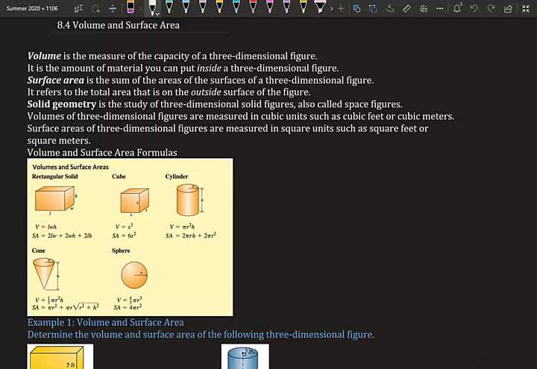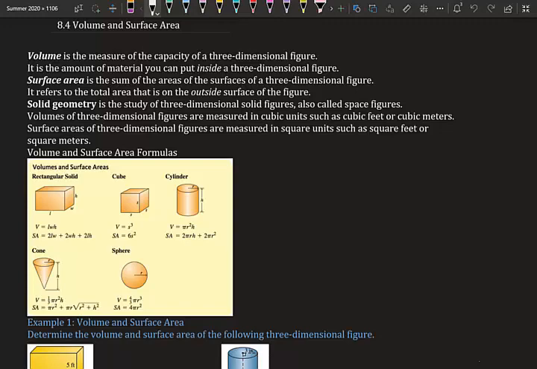Solid geometry is the study of three-dimensional solid figures, also called space figures. Volume of three-dimensional figures is measured in cubic units, such as cubic feet or cubic meters. Surface areas of three-dimensional figures are measured in square units, such as square feet or square meters.